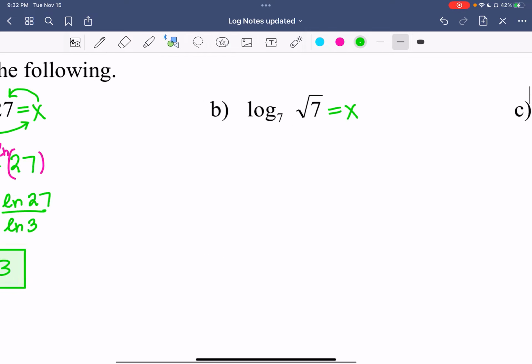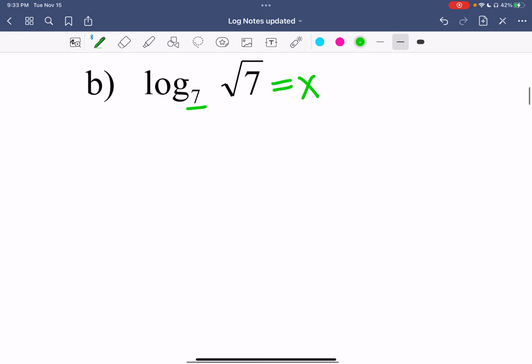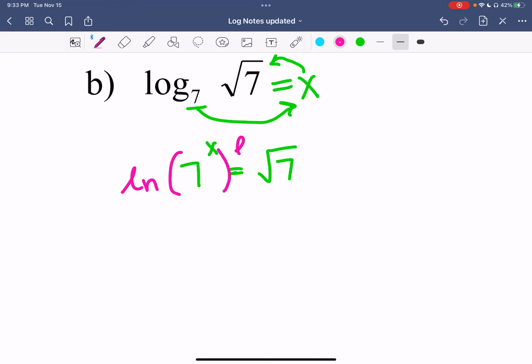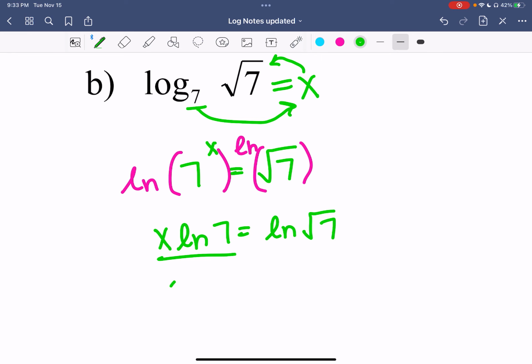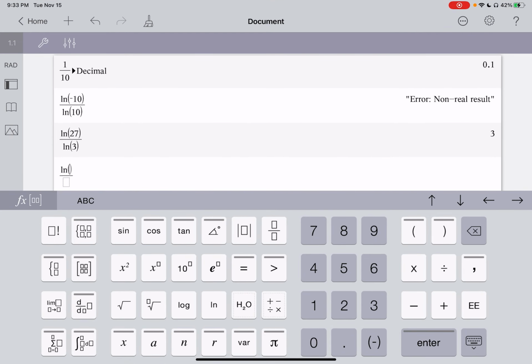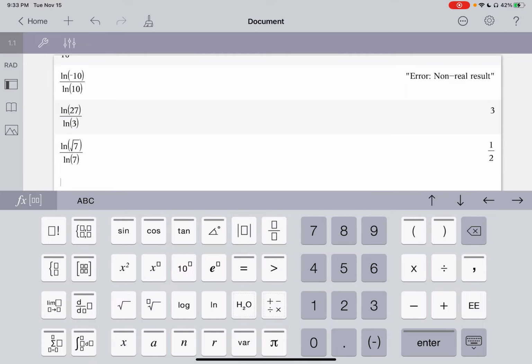Okay, moving on to the next one. Start with the base, out, then in for your switcheroo. So this is 7 to the power of x equals the square root of 7. Take the natural log. This process can get kind of repetitive. x times the natural log of 7 is equal to the natural log of the square root of 7. Divide, and then put it in the calculator. Natural log of the square root of 7 divided by the natural log of 7 is equal to 1/2.